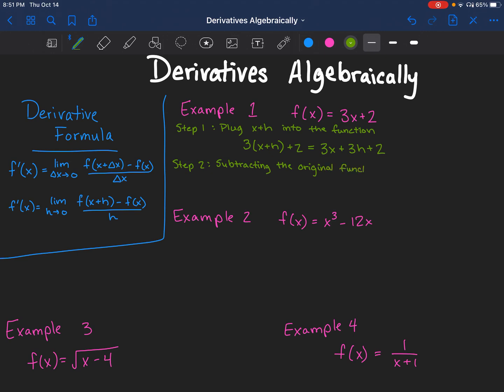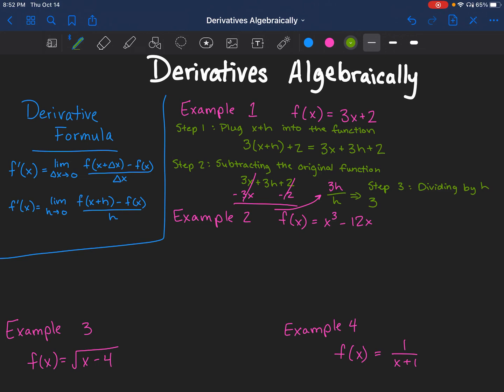If I have this simplified form, 3x plus 3h plus 2, I'm going to subtract the original function, minus 3x minus 2, and we'll see what happens. So 3x minus 3x cancels, 2 minus 2 cancels, and I'm left with just 3h. That leads me into step 3, which is, in this case, dividing by h. If I take 3h and divide by h, I get the answer 3.